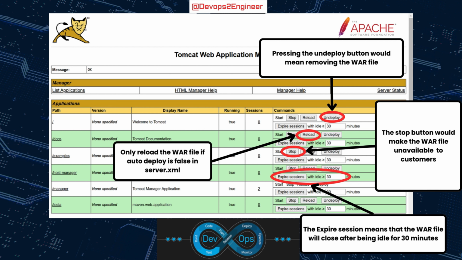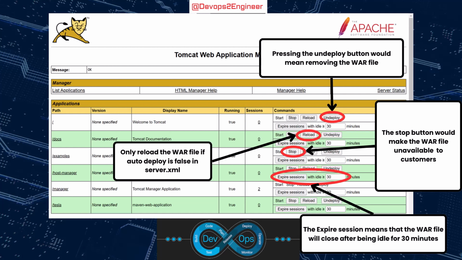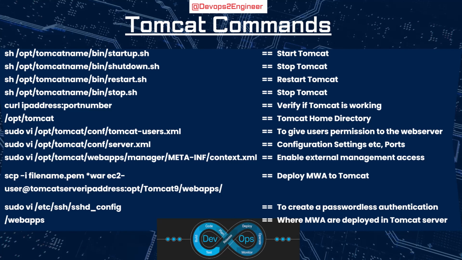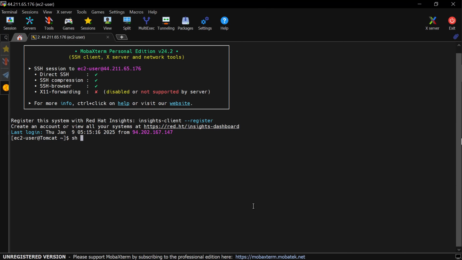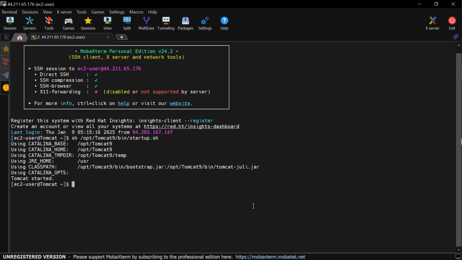Now let's go ahead and practice this in MobaXterm. So what's our first command? Our first command is sh /opt/tomcat name /bin/startup.sh. So let's open MobaXterm. sh /opt/tomcat9/bin/startup.sh. This is going to start Tomcat. Let's enter. See, you can see our Tomcat has started.